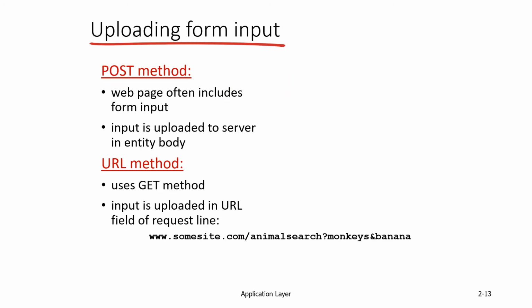Two methods. Post: the web page often includes the form input. Input is uploaded to the server as the entire body of the message, or the entity body. The URL, which uses the GET method to basically pull a particular URL. So GET and POST are important. URL is also considered a method, but you can think of URL as a resource locator, the actual name of the file or the object that you are trying to retrieve.